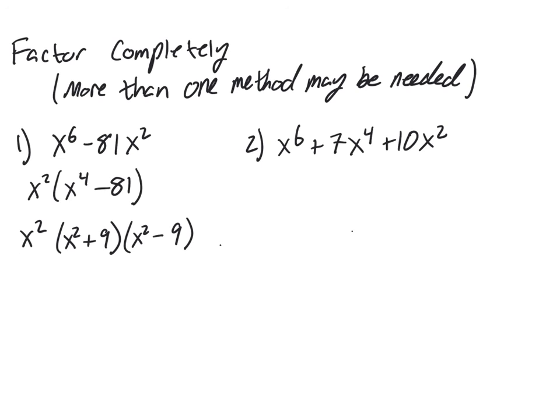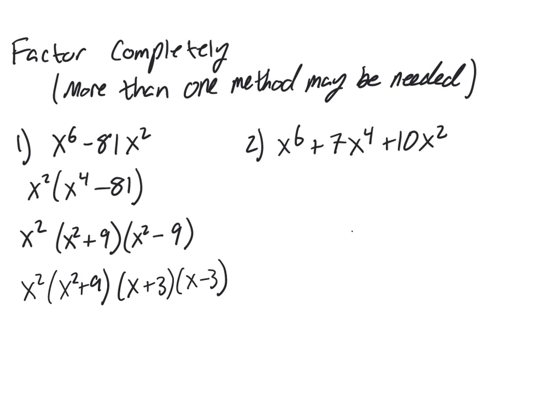So we want to just double check that we're fully factored, and in this case we're not. That x squared minus 9 can be factored a little bit further. So we just want to keep factoring that. The x squared plus 9 is going to stay the same, but x squared minus 9 is another difference of two perfect squares. So we're going to factor it into x plus 3, x minus 3.